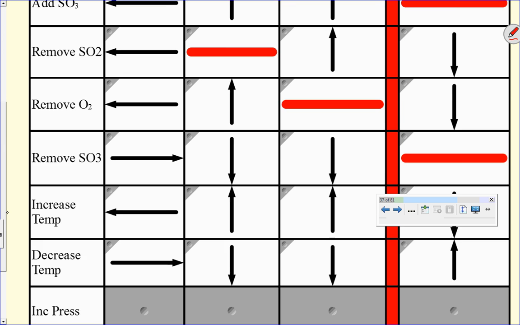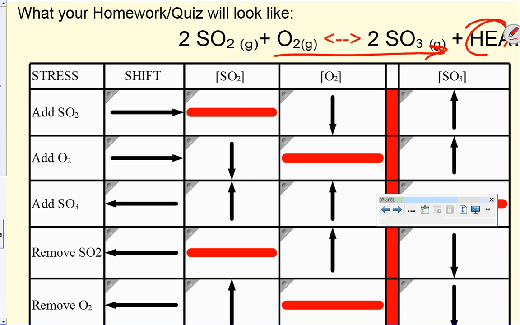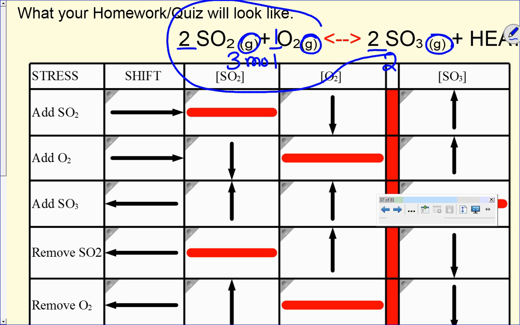Last but not least, we're going to talk about pressure. Pressure is a little bit different because we have to talk about our moles of gas on either side of the reaction. On this side of the reaction, we have a 2 here, we have a 1 here, over here we have a 2. So I have a total on the left side of 3 moles of gas. Notice these all have G's in them versus 2 moles over here. If you like to have something a little bit visual, this is kind of your big side, that's kind of your small side over there.